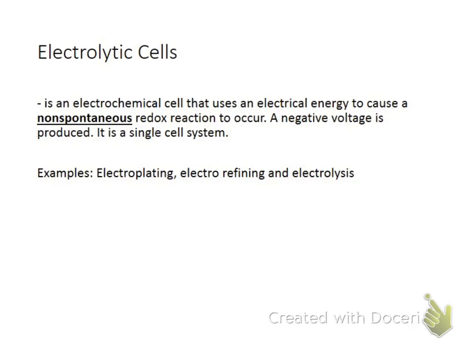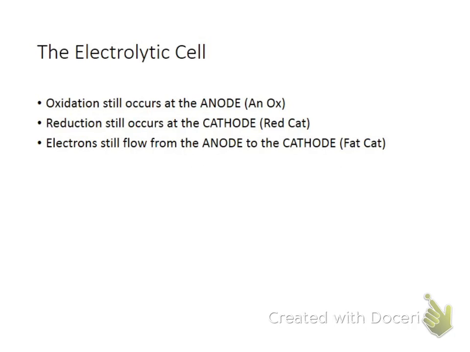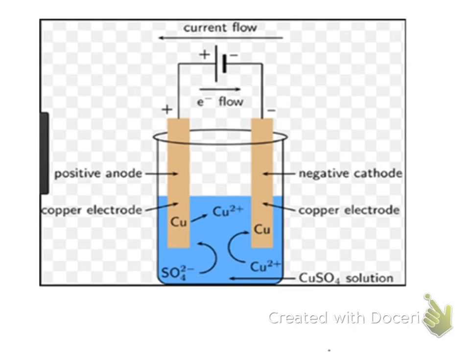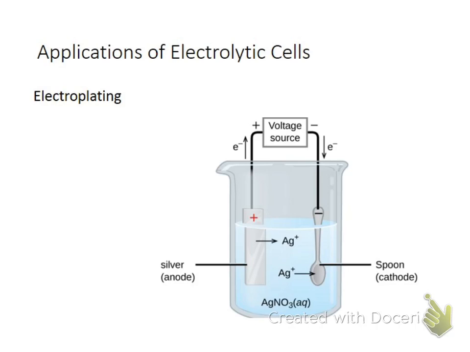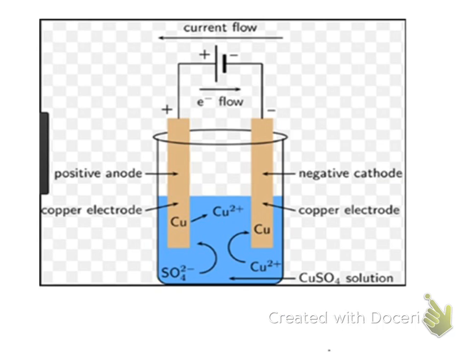Also, this is going to be in a single cell system. Your oxidation is still occurring at the anode, so it's still an ox. Reduction is still occurring at the cathode, and the electrons are still flowing from anode to cathode. The difference is now the cathode is negative. I thought I hit that. Your cathode is negative and your anode is positive. So that switches on an electrolytic cell.